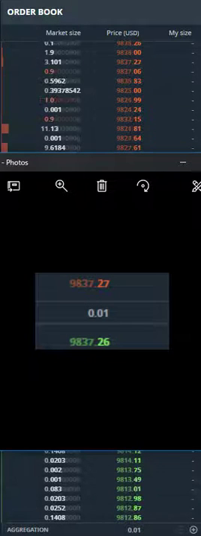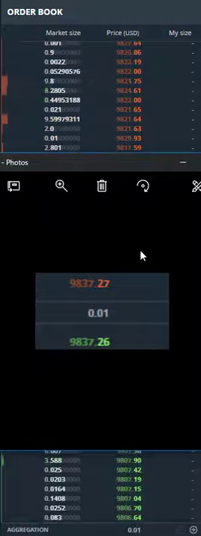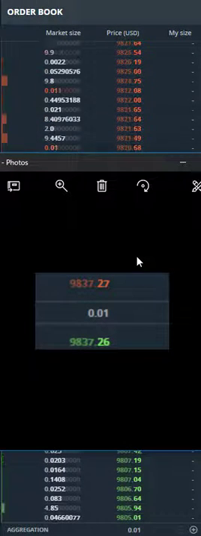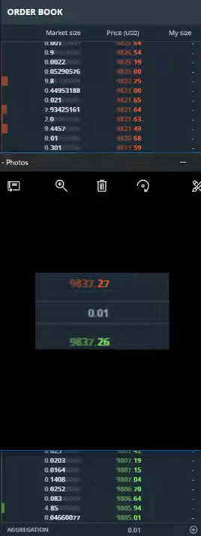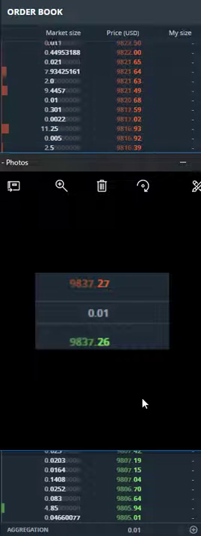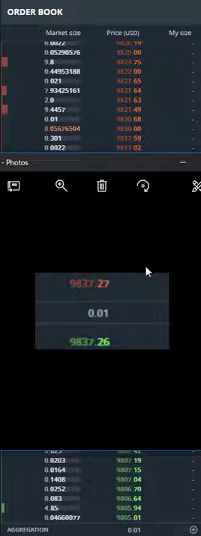Level 1 is going to display the highest bid, which is the maximum price a buyer is willing to pay for a certain security or coin. And the ask is the lowest price a seller is willing to sell it at. That's all the bid and ask means, buyer and seller. So here, this is an example of level 1. You have the highest bid at $9,837.26, and then 1 cent above that, which is the spread, sitting there at 27 cents. So this is level 1.